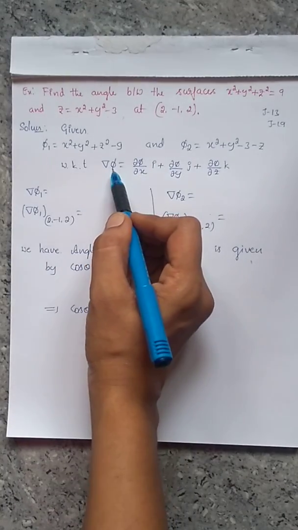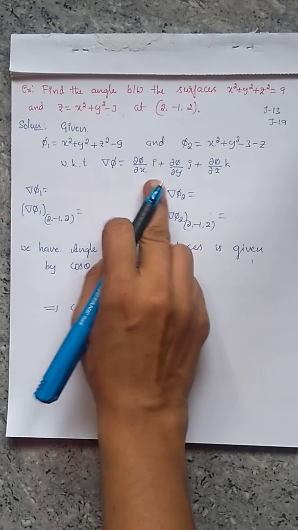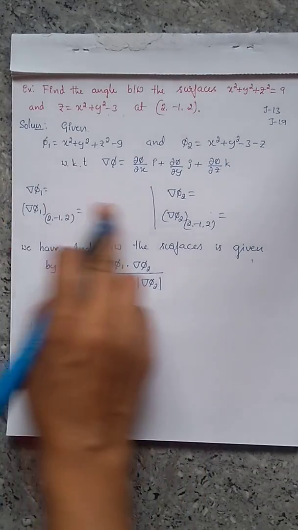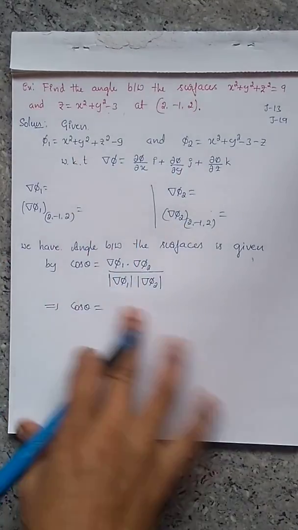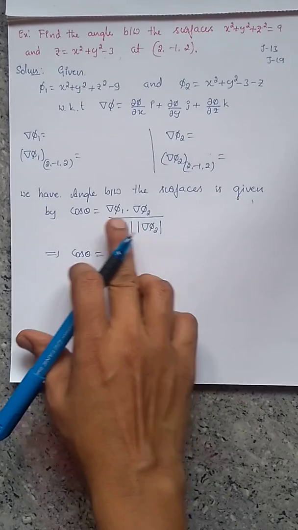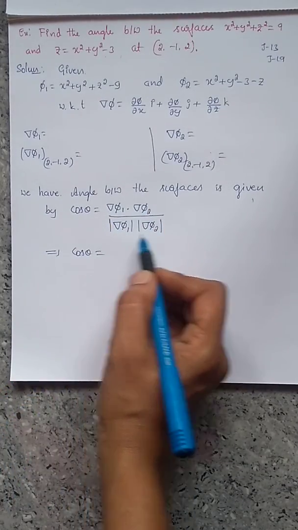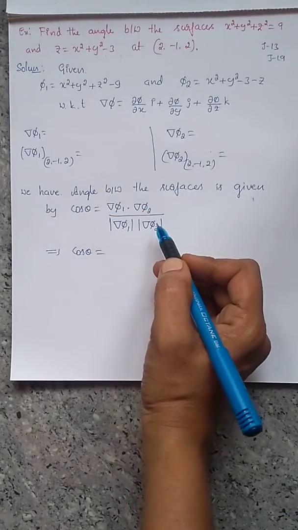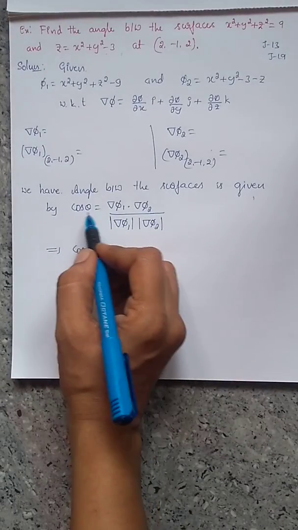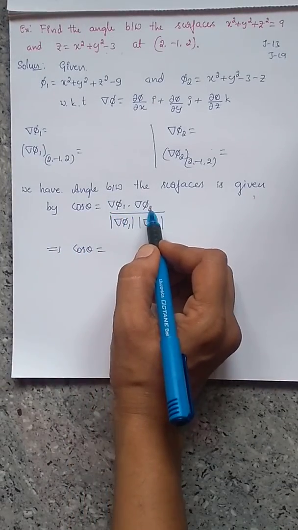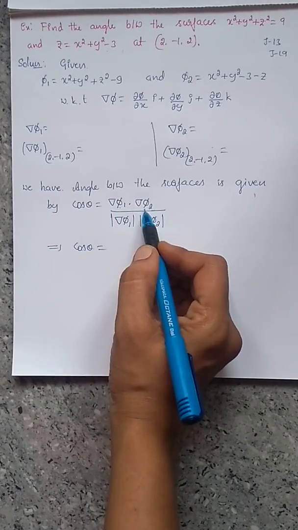Next, find del pi. We have the del pi formula. Using this formula, find del pi 1 and del pi 2. The angle between the surfaces is given by the formula, which is already in the formula list: cos theta is equal to del pi 1 dot del pi 2, divided by the magnitude of del pi 1 times the magnitude of del pi 2. Next, find del pi 1 and del pi 2.